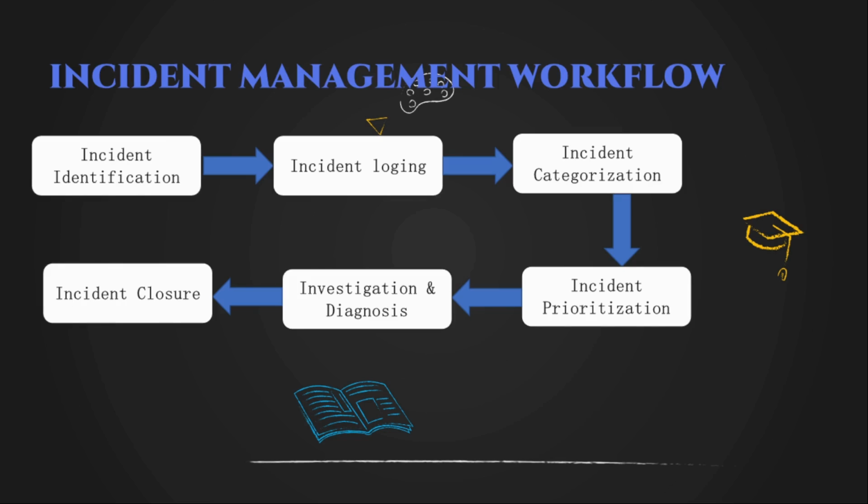How many users are impacted? What would be the business impact if this thing goes down? Incident prioritization is directly proportional to the number of users. The more users are impacted, the more priority they will give.